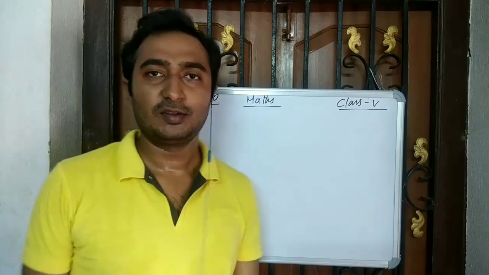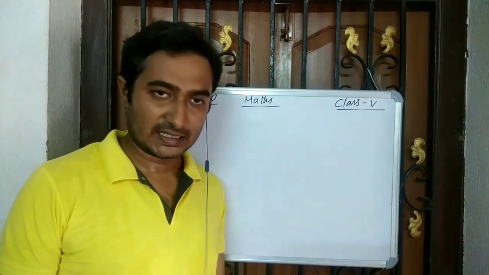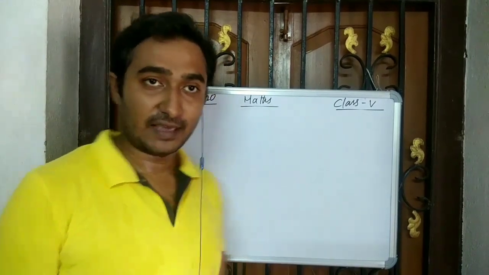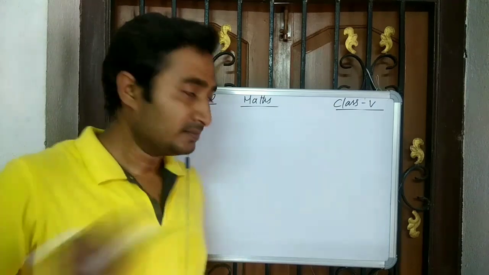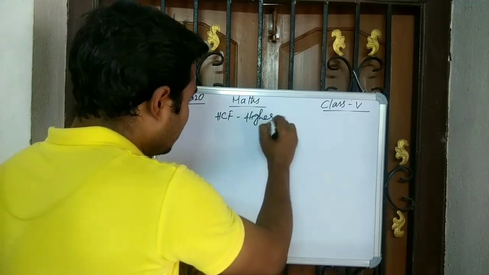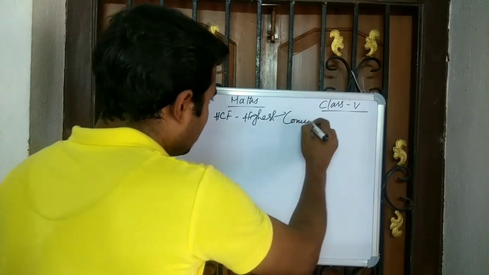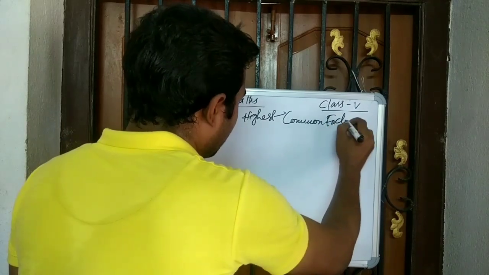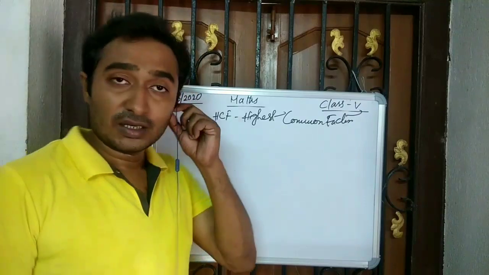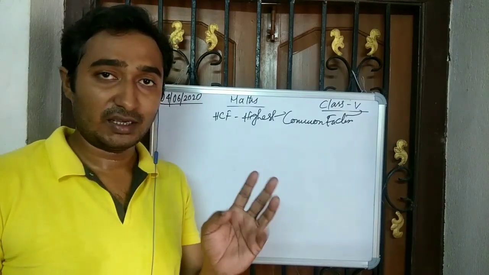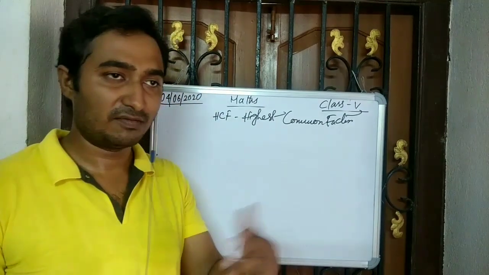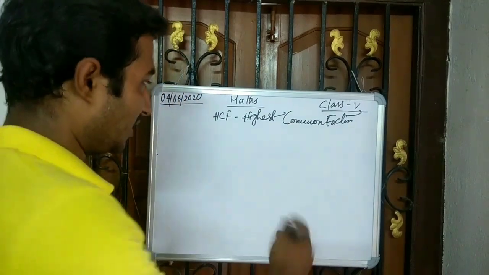So these topics you have already learned in earlier classes, and I have discussed them again. Now let's get started with the HCF. HCF means highest common factor. So how to find the highest common factor? Not of a single number, we need two numbers. We can find the HCF of several numbers, 3, 4, 5, as many as we like.